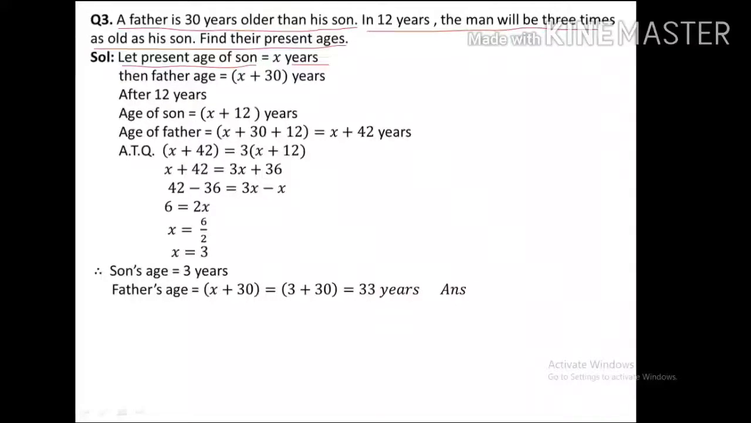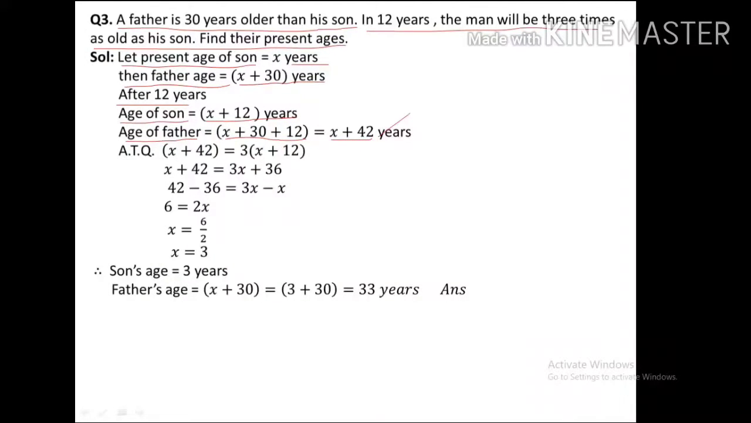According to the question, the father is 30 years older than his son. So the father's age will be x plus 30 years. After 12 years, the son's age will be x plus 12 years, and the age of the father is also increased, that is x plus 30 plus 12. When we add, it will come x plus 42 years.